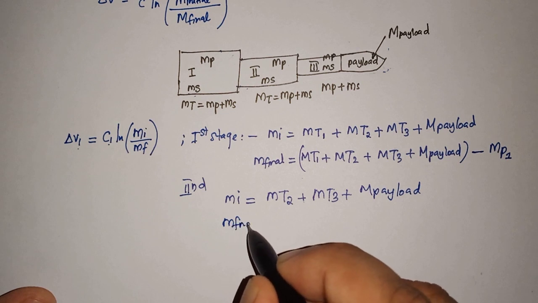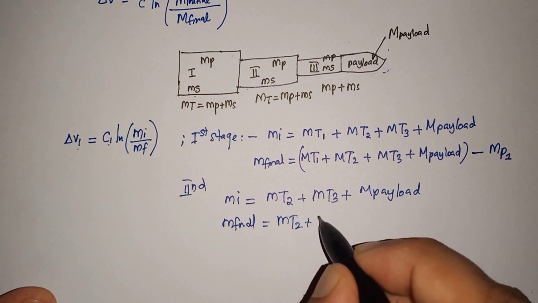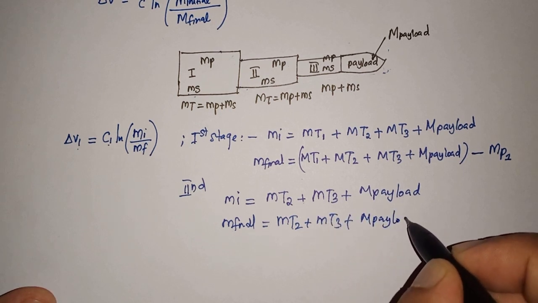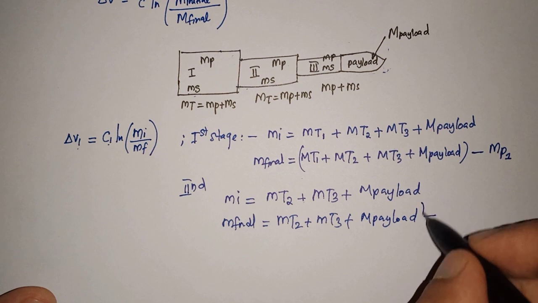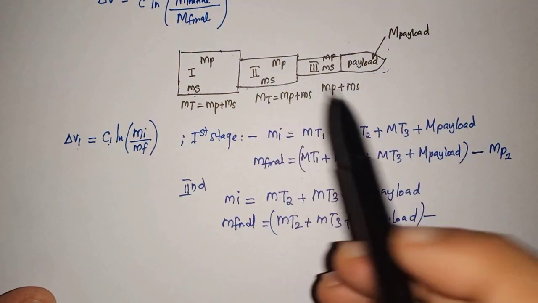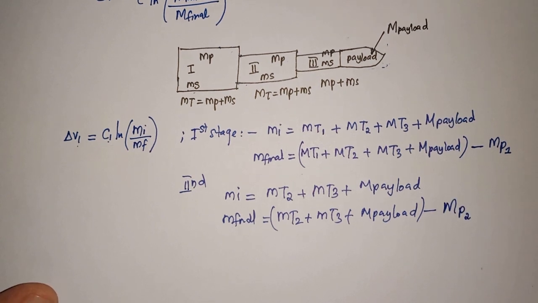Okay, m payload minus the fuel you are going to consume inside the second stage. So this is going to be the mass of the propellant in the second stage. Okay. Now when it comes to the third stage, we do the same stuff.